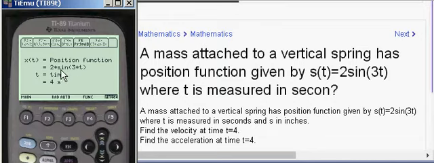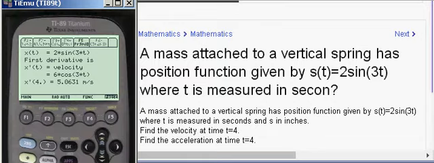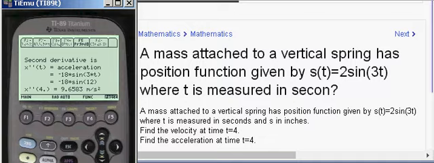So now we check and see if it's correct. Here's the position function, 2 times sine of 3t, and the time is equal to 4. Okay, we could change that if we wanted, but we'll say it's okay. And so here's the position function again. The first derivative is x prime of t, which is velocity in calculus. And that derivative is 6 times cosine of 3t. Okay, now at 4, and we put the time in at 4, turns out to be 5.0631 meters per second. That's velocity, okay?